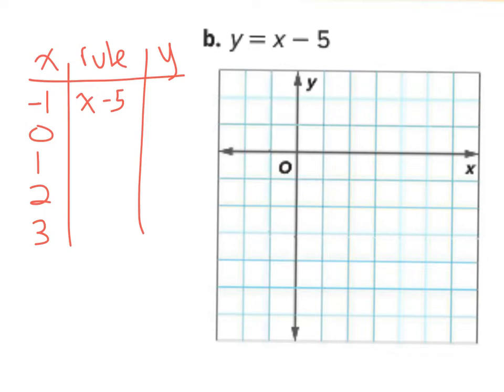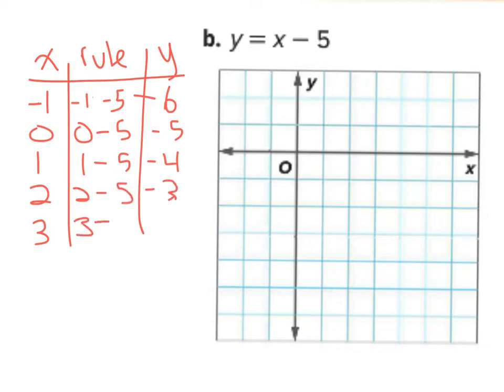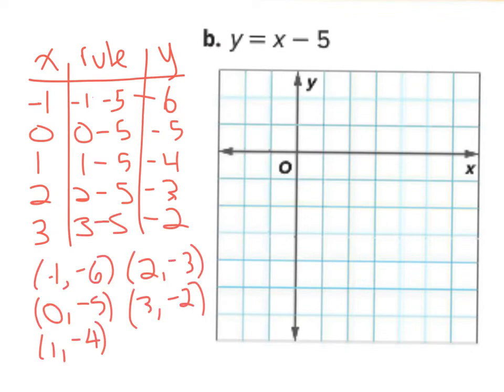or at this point, instead of writing x minus 5, I can simply go right ahead and replace that variable x with my new input. So this would be -6, right? And then I have 0 minus 5 is -5. And 1 minus 5 is -4. 2 minus 5 is -3. And 3 minus 5 is -2. So my ordered pairs will look like this. And now we're ready to plot, right?